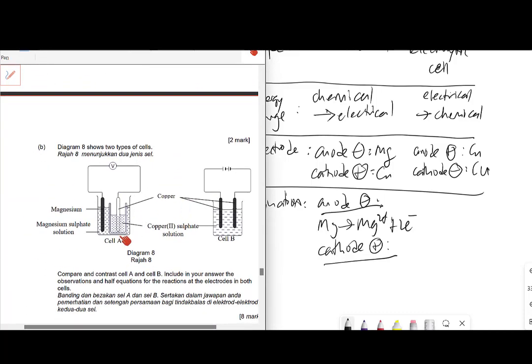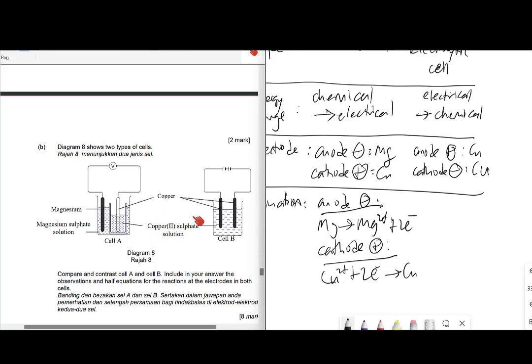And you can see that this is the copper. So it's not going to use the copper, but you look at the electrolyte, inside is what? Copper(II) sulfate. So of course it's the Cu2+ that reduces, which gains electrons. So Cu2+ plus 2 electrons, we're going to get Cu. This is what happened at the cathode.